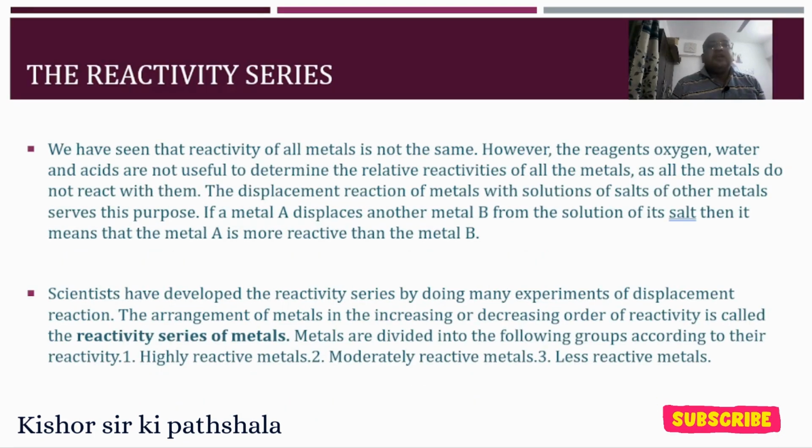On this basis, we have the reactivity series. What is this reactivity series all about? We have seen that the reactivity of all metals is not the same. We have also seen that reagents such as oxygen, water, and acids are not useful to determine the relative reactivities of all these metals, as not all metals react with them. So we cannot decide which metal is more reactive than another.